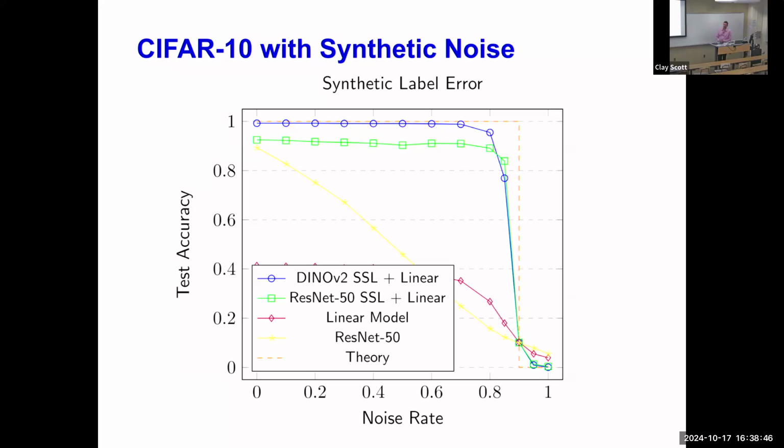Yeah, there's also just the idea that a linear classifier is going to be intrinsically robust because it's a simple model.